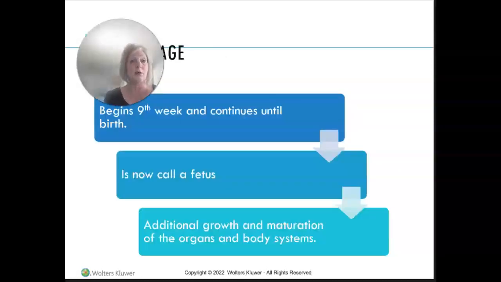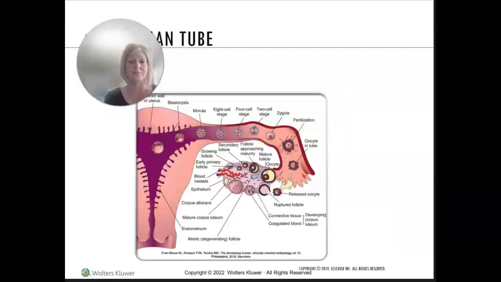So the fetal stage, now we're going from the 9th week all the way until the birth of the baby. The baby is now called the fetus. So pretty much now we've got a lot of additional growth to do. We've got to mature our organs. We've got to develop our body systems. Things have got to start to work. So our neurological system has to develop, our urinary system, endocrine system. All of these things have to start growing and maturing.